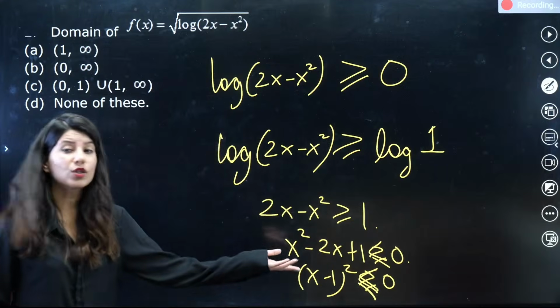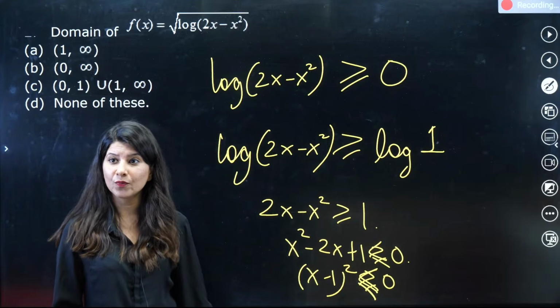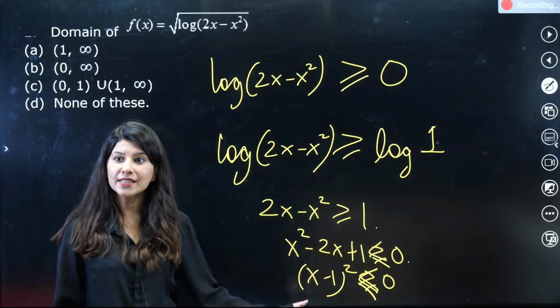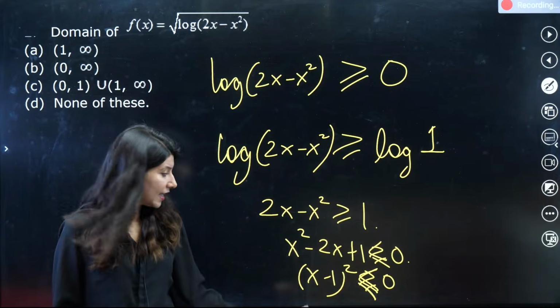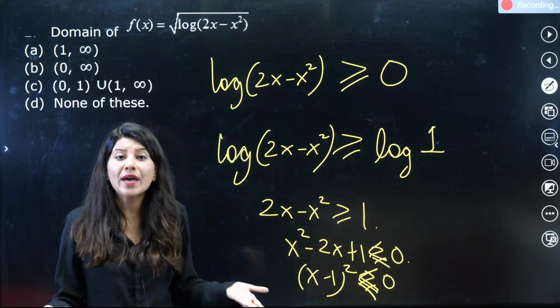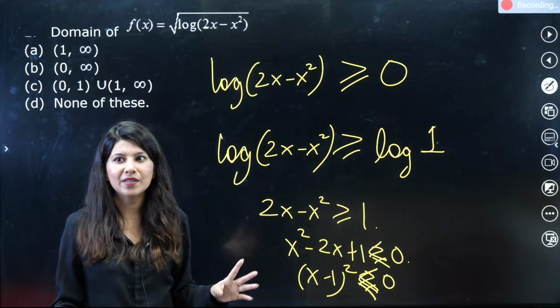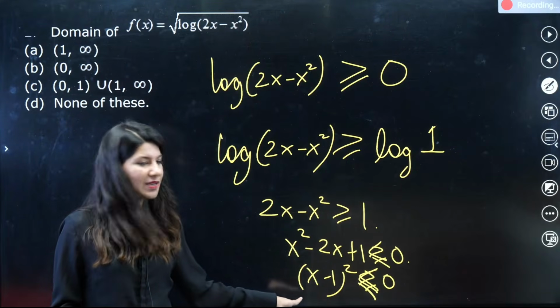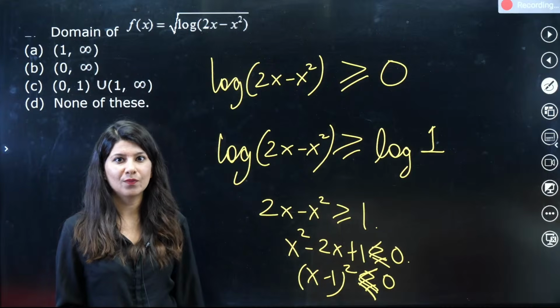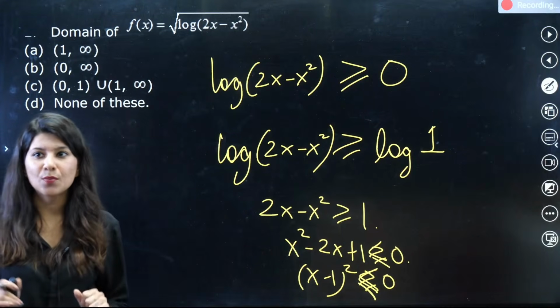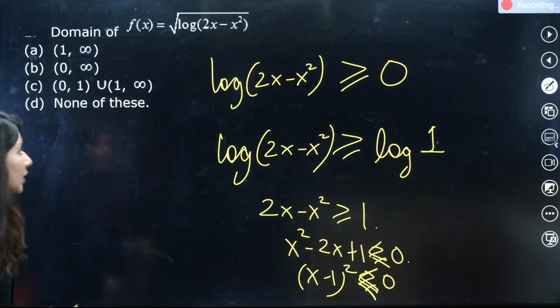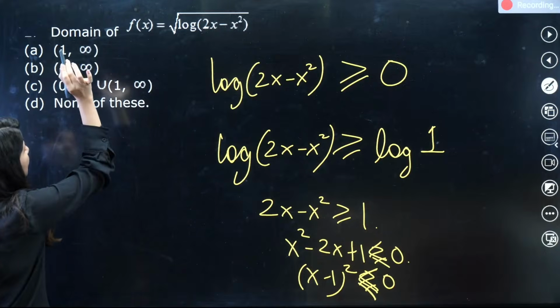X minus 1 whole square is less than or equal to 0. What does that mean? (x minus 1) whole square negative cannot be possible. The only thing which is possible is x minus 1 equals 0. So only x equals 1 is possible.